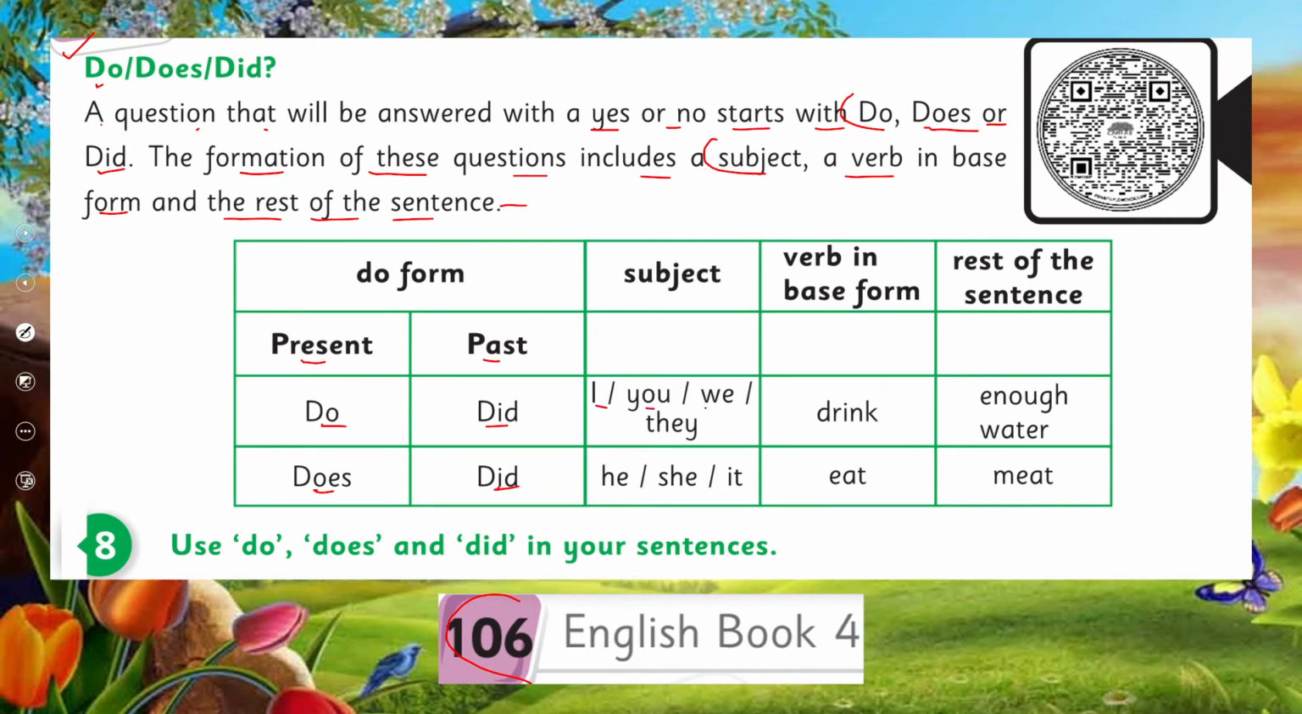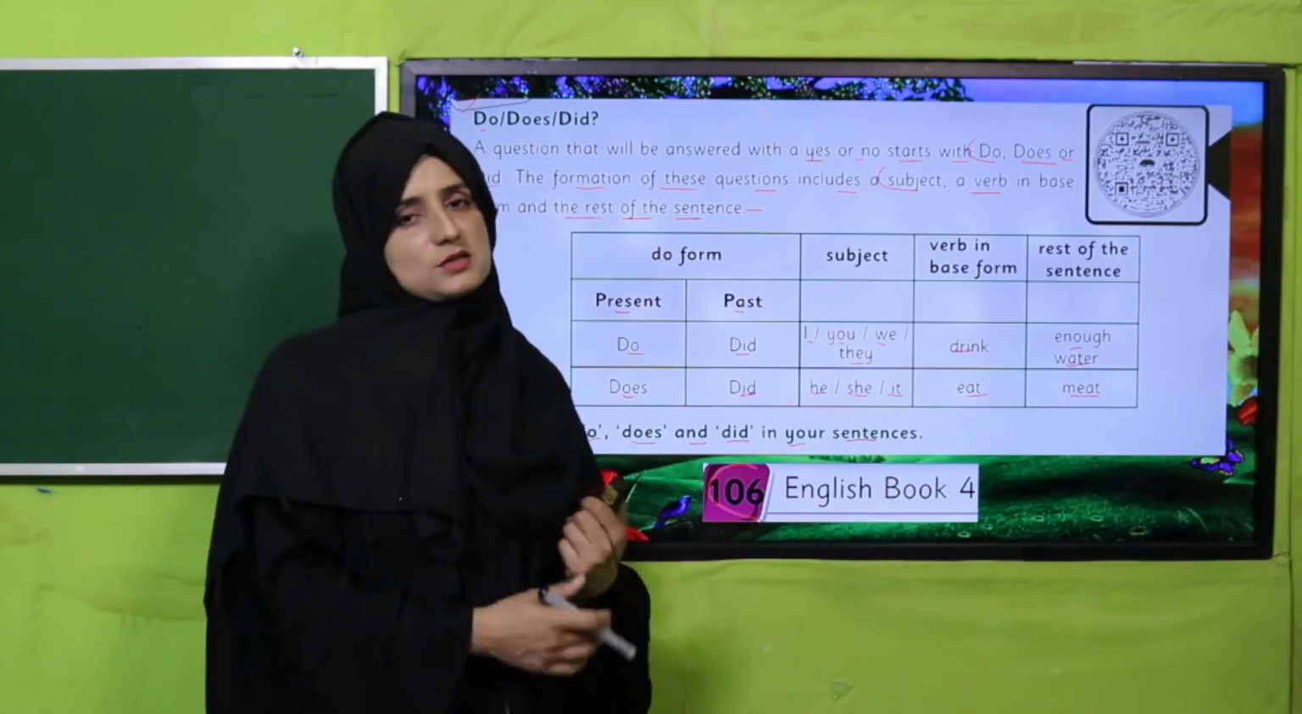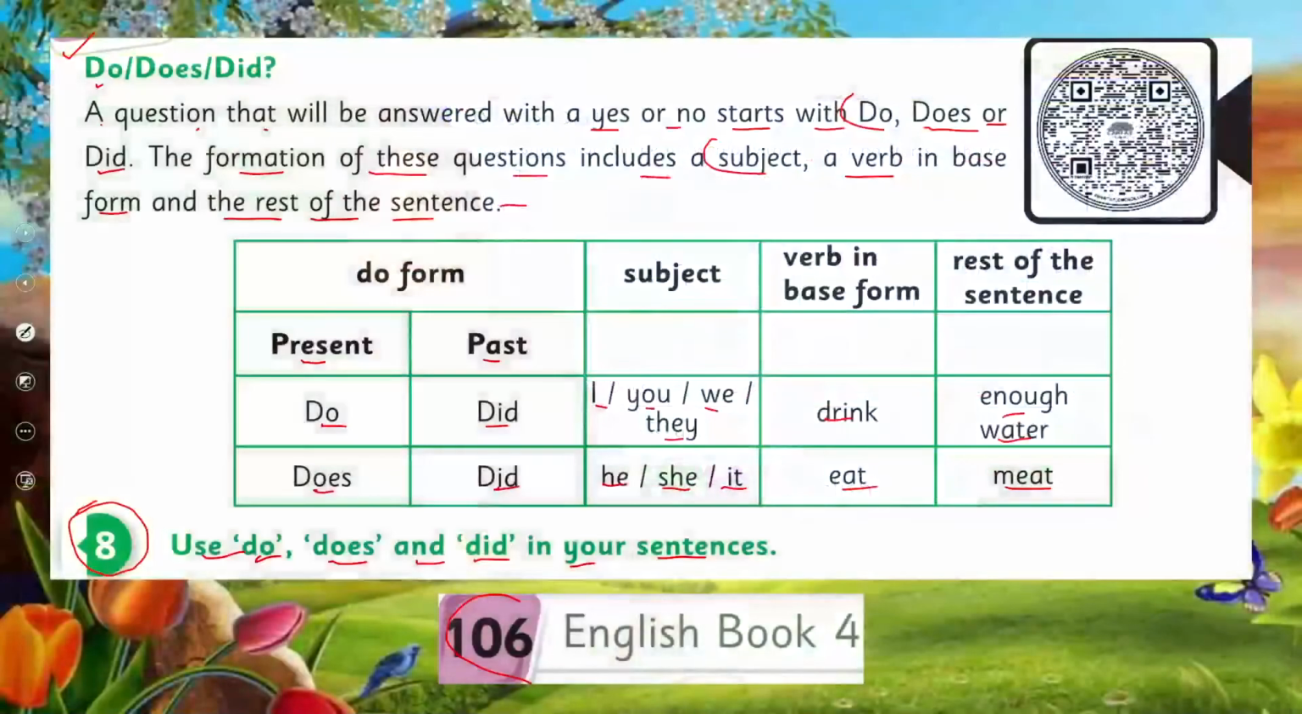With subjects I, you, we and they we have to use do, the same as in present tense, and with he, she, it we have to use does. The whole other structure will remain the same. Now you have to do question number 8. Use do, does and did in your sentences. You have to write this in your notebooks, my dear teachers. Pause the video and do this question as classwork.